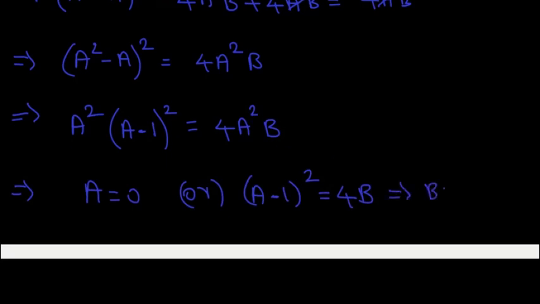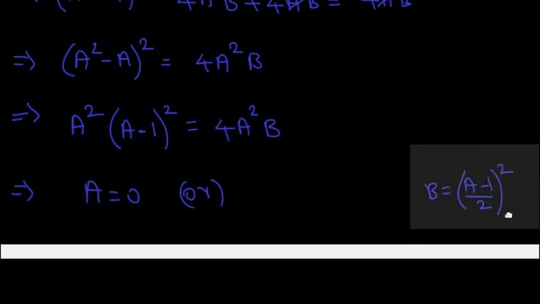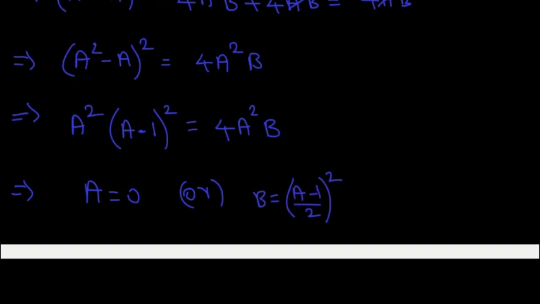This means B is equal to (A minus 1) whole square by 4, which we can write as (A minus 1 by 2) whole square. Therefore, A is equal to 0 or B is equal to (A minus 1 by 2) whole square, right? Okay, now what if A is equal to 0?